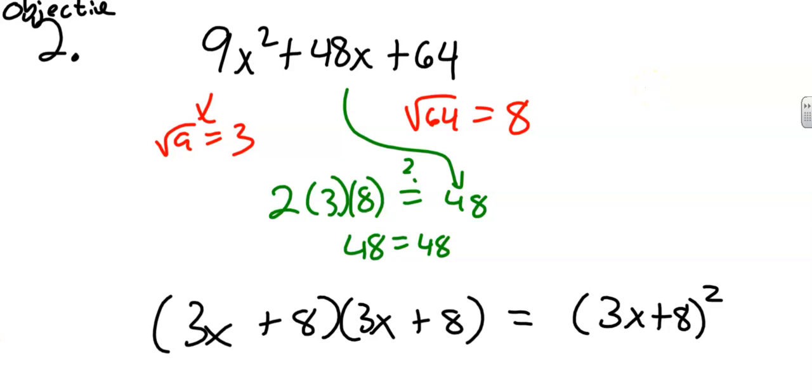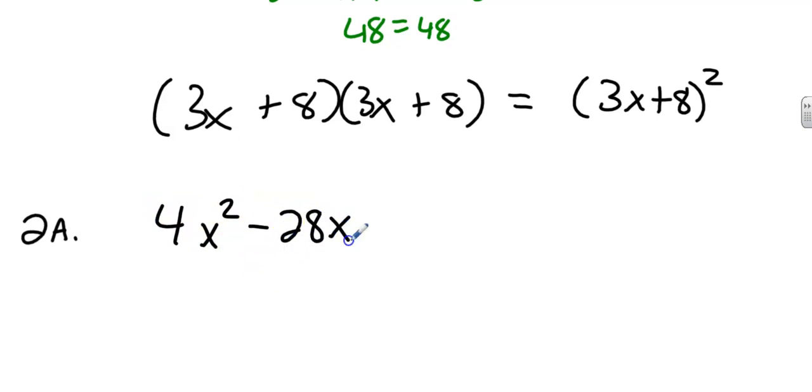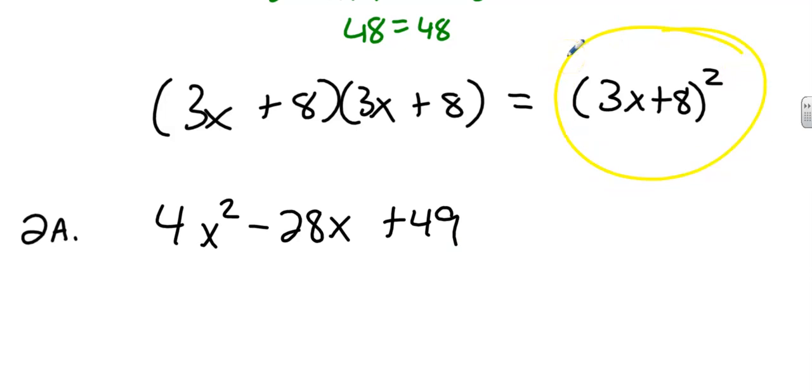Okay, let's do another one of them. For this one, let's go with 4x squared minus 28x plus 49. And again, the big hint on this one is that when you do these problems, it tells you to factor the perfect square trinomial. So they're already giving you that hint that this is going to be a perfect square trinomial.